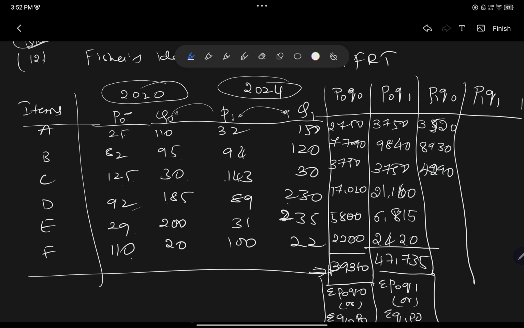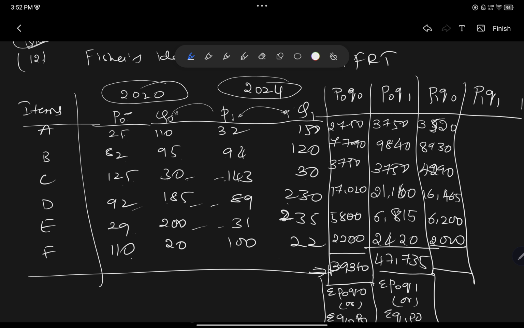4,290. This is done. Now 185 into 89, that is 16,465. Then 200 into 31, 6,200. Next 20 into 100 is 2,000.